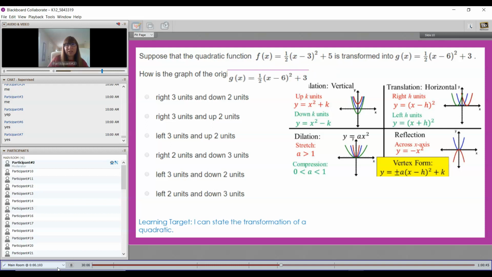So see what changed. What changed besides the f and the g? That doesn't help us. Let me clear out those polling options. So it looks like 1/2 x minus 3 minus 6 plus 5 plus 3. So think about what those shifts are going to do. Go ahead and look at that one for a minute.